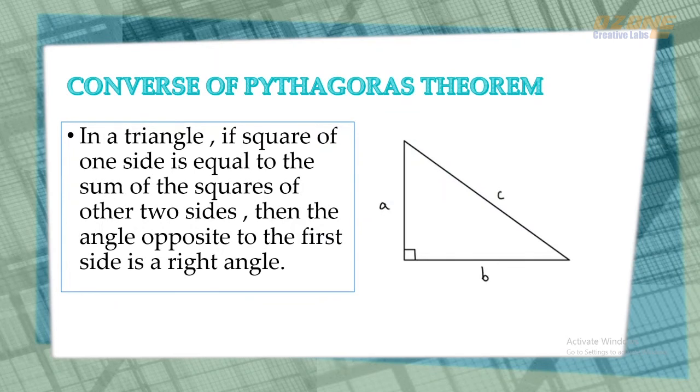We have already studied Pythagoras theorem. Now we will go through the converse of Pythagoras theorem. In Pythagoras theorem we say that in a right angle triangle the hypotenuse square is equal to base square plus height square. Here the converse theorem says that in any triangle, if the square of one side is equal to the sum of squares of the other two sides, then the angle opposite to the first side is a right angle. That is, if here C square is equal to A square plus B square, then the angle opposite to C will be a right angle, and the triangle so formed will be a right triangle.